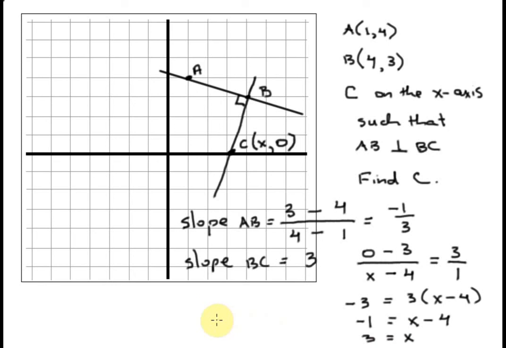So where is point C? Point C is at 3, 0. Okay? So that's the answer to this pretty involved question.